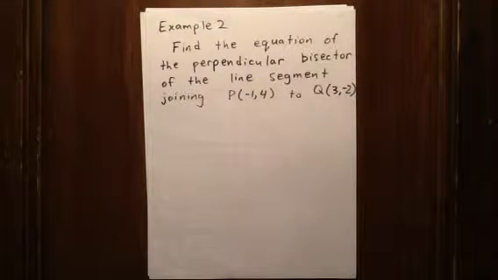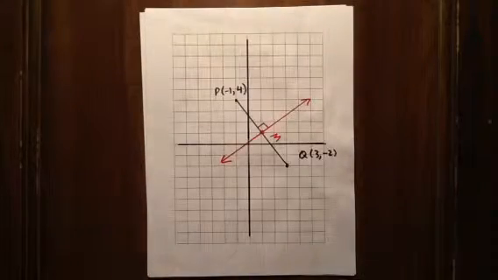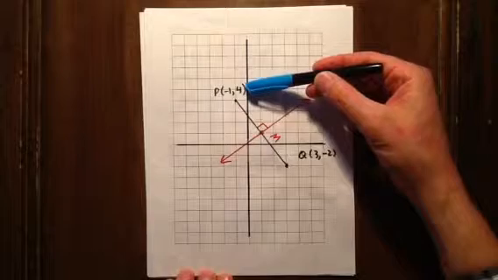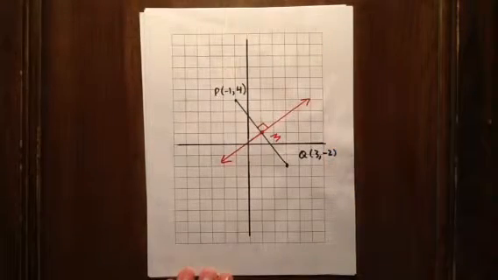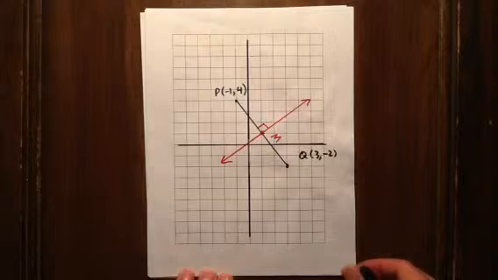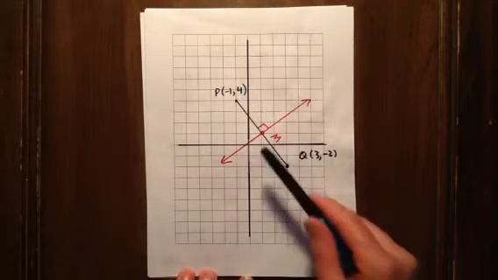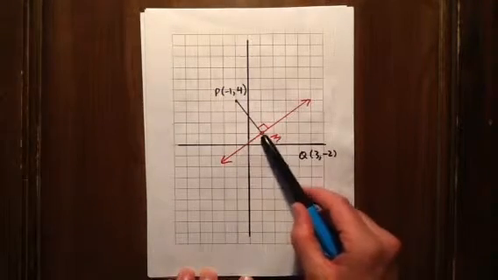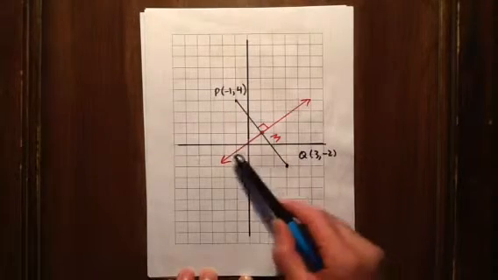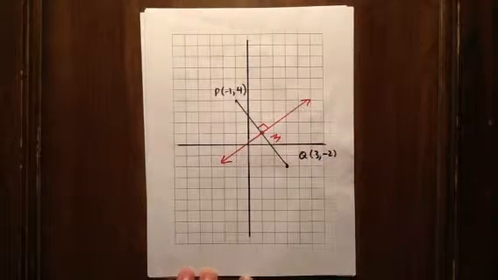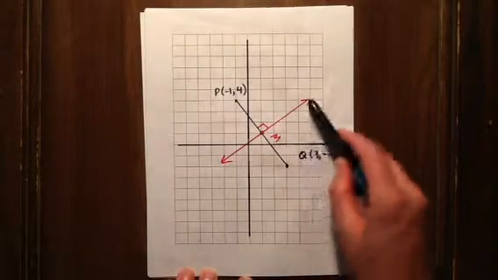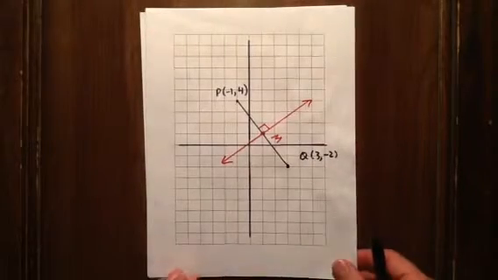For the next question, we're going to find the equation of the perpendicular bisector of the line segment joining the points P and Q. And in this case, P is equal to -1, 4, and Q is equal to 3, -2. Okay? Well, just by eyeballing it, the midpoint is right about here, between these 2 points. And if we draw a line at a 90-degree angle, we get a right angle like that. What we're doing is we're looking for the equation of this red line. We call that the perpendicular bisector.